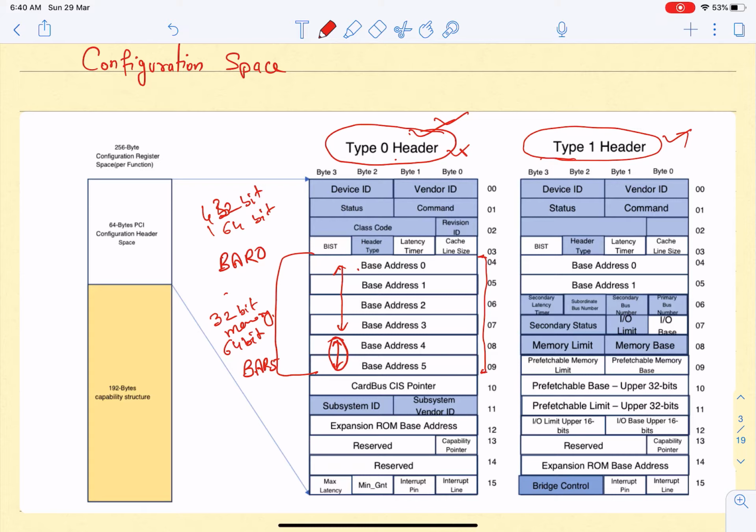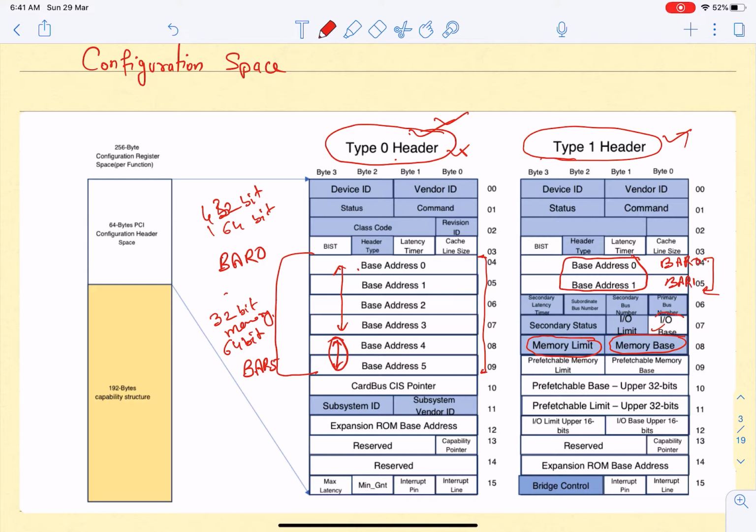Similarly, for bridge devices, we have 2 BAR registers, BAR 0 and BAR 1, for configuring memory space inside the bridge, and we have memory base and memory limit. These registers are required to configure the memory range of the devices which lie under this particular bridge. It includes this memory region also.